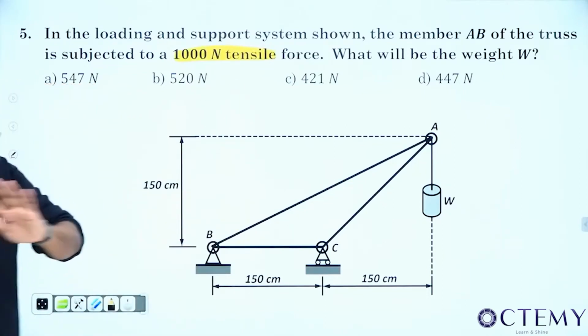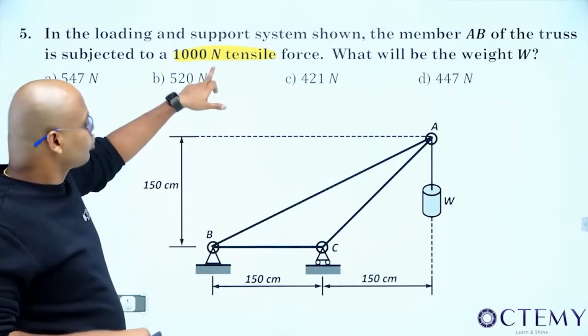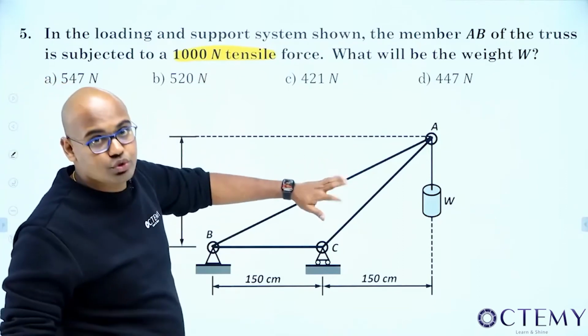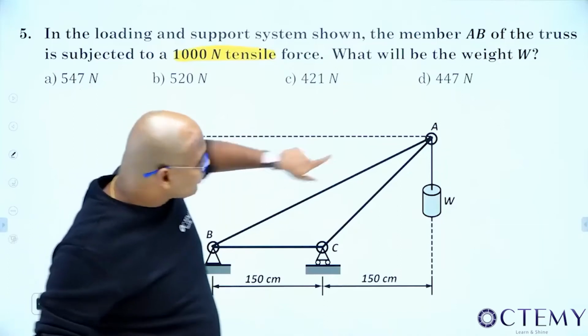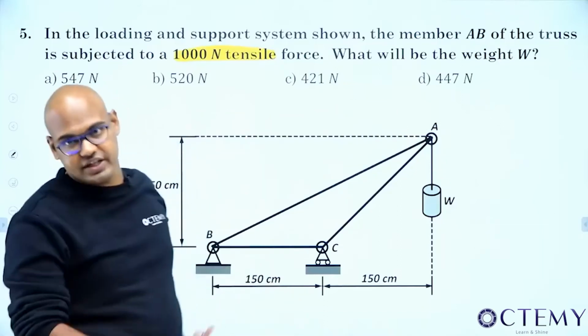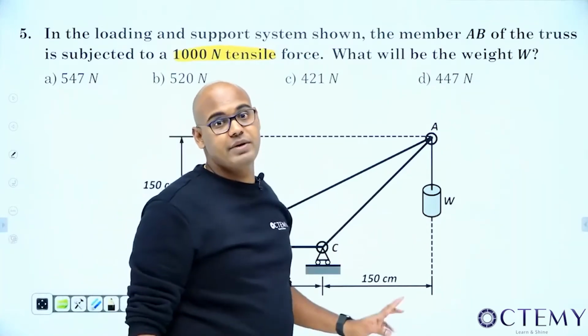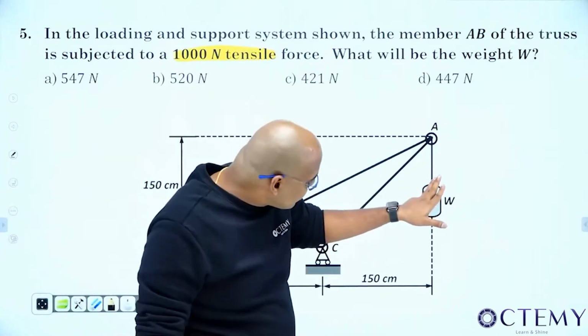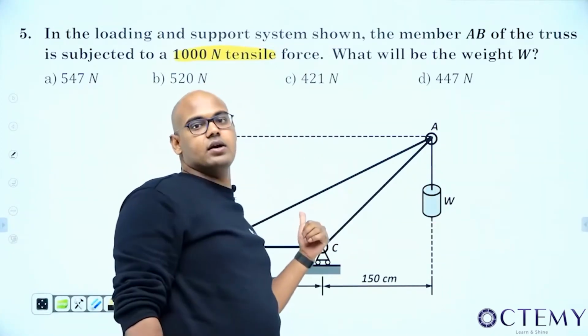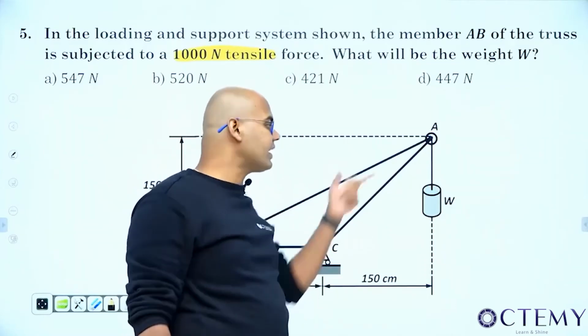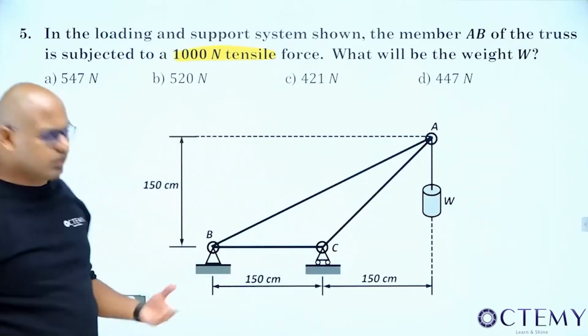Now he is not giving the load applied on it. He has already told that this member AB is having 1000 newtons tension. That means towards the joint is compression, away from the joint is tension. The load is tension 1000 newtons. What will be the weight W? That means instead of giving the weight and asking the load in the member, he gave the load in the member and he is asking what's the weight. It's fine, we'll find it out.